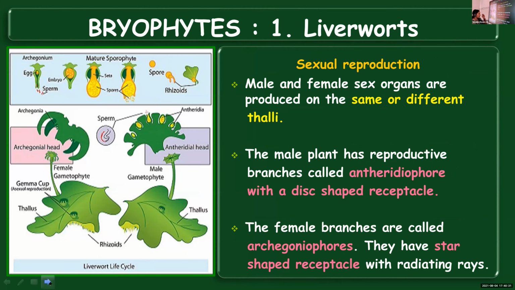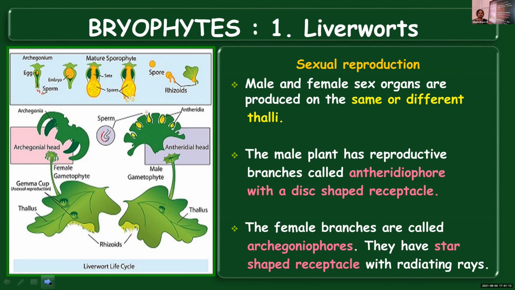Male and female sex organs can be produced on the same thallus or on different thalli. Archegonium and antheridium either can be present on the same thallus, the same plant body, or you can find male and female thallus. They can be produced on different thalli. One will be female, the other one will be male. So depending upon the type of the plant, the male and female sex organs can be produced on the same or different thalli. The male plant has reproductive branches.